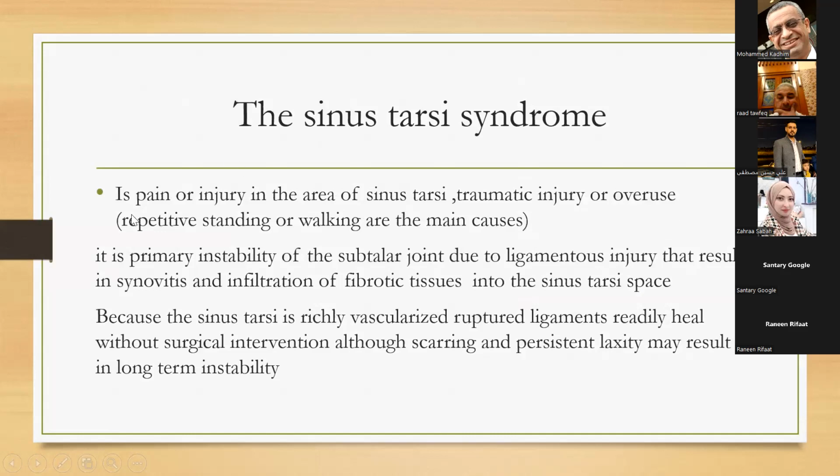Sinus tarsi syndrome is pain or injury to the area of the sinus tarsi. A traumatic injury or overuse due to repetitive standing or walking are the main causes. Its primary cause is instability of the subtalar joint due to ligamentous injury that results in synovitis and infiltration of fibrotic tissues into the sinus tarsi space. Because the sinus tarsi is richly vascularized, the ruptured ligaments readily heal without surgical intervention, although scarring and persistent laxity may result in long-term instability.